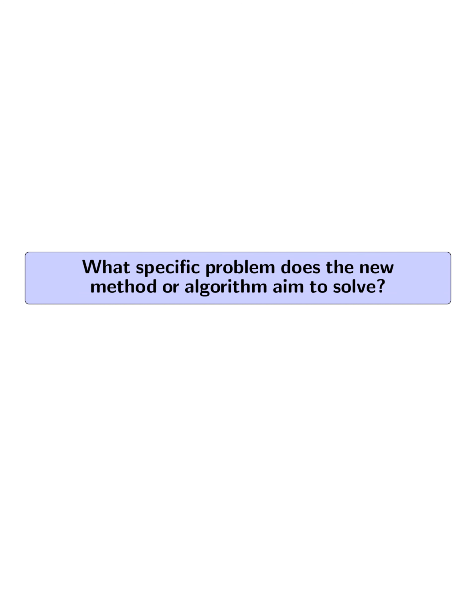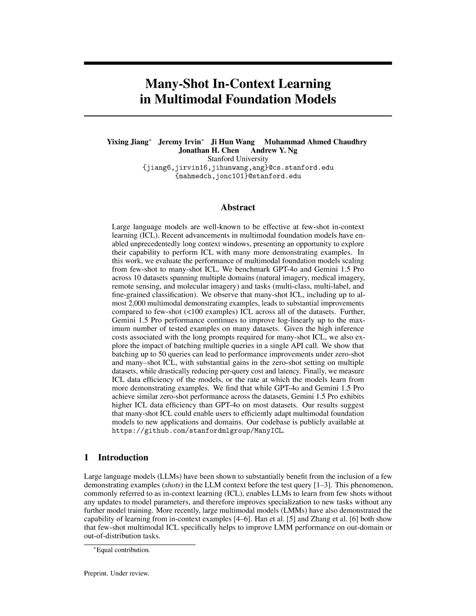What specific problem does the new method or algorithm aim to solve? The new method or algorithm aims to solve the problem of improving the performance of large multimodal models, LMMs, by enabling them to learn from a large number of demonstrating examples in context without the need for model parameter updates. This method, known as many-shot in-context learning, ICL, allows LMMs to specialize to new tasks without additional model training.